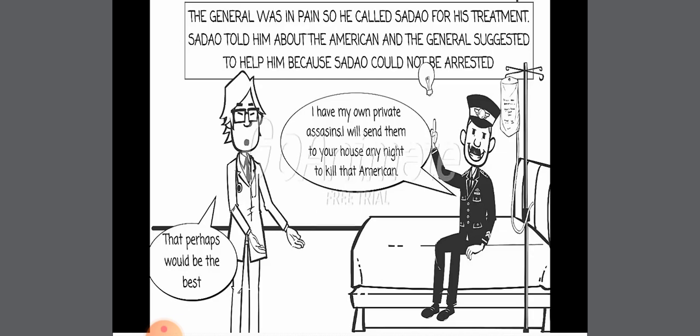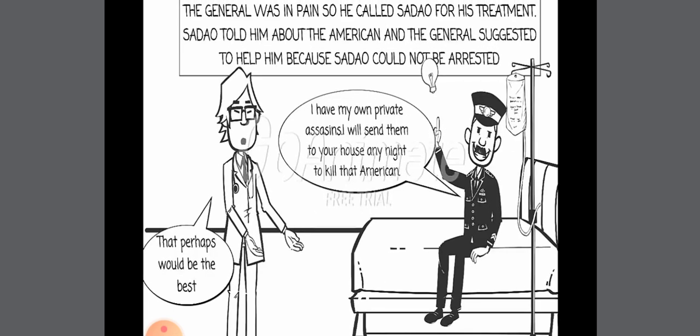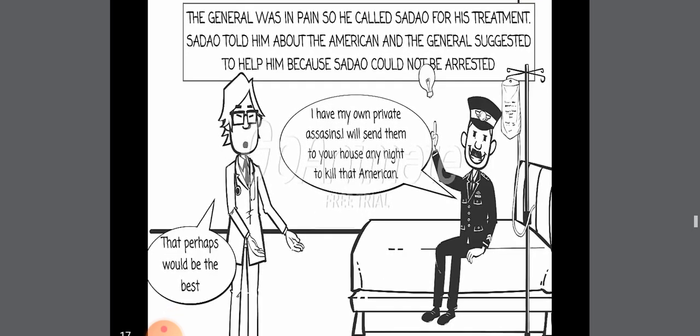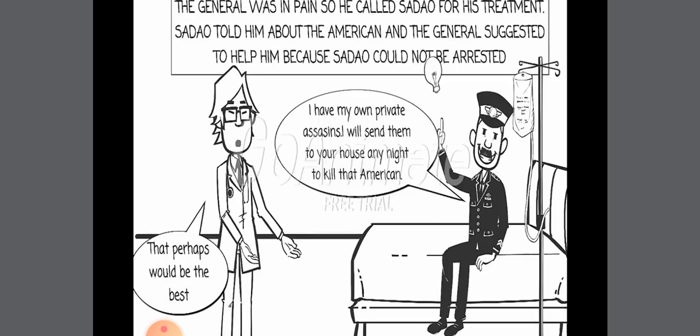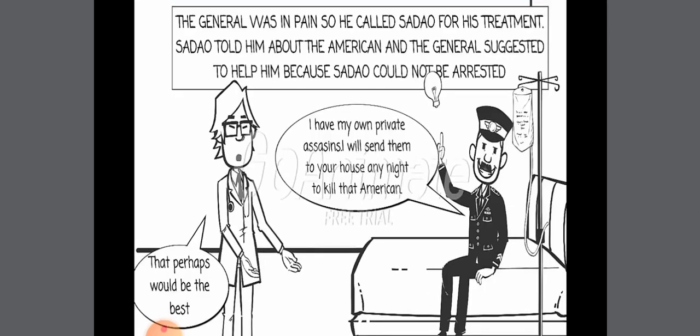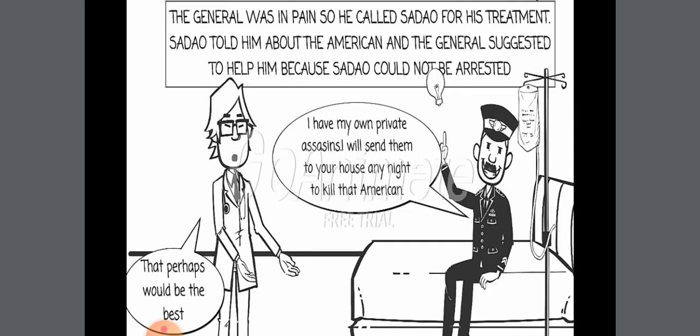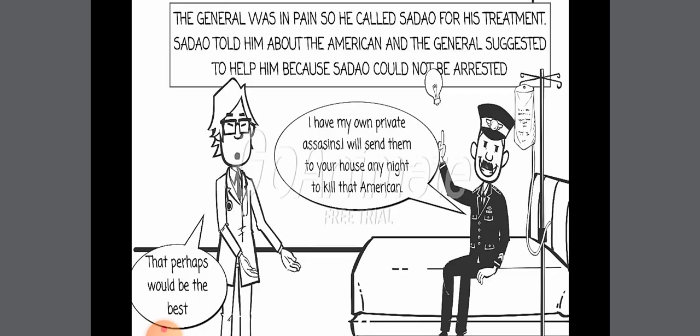But the general stated, see, the selfish nature of the general is expressed here. He wanted to keep Dr. Sadao for his treatment and said that you cannot be arrested. Moreover, he suggested one plan. But Dr. Sadao was very worried and tormented about what would happen to his family members if they were termed traitors, because they had sheltered one American soldier who was the enemy.